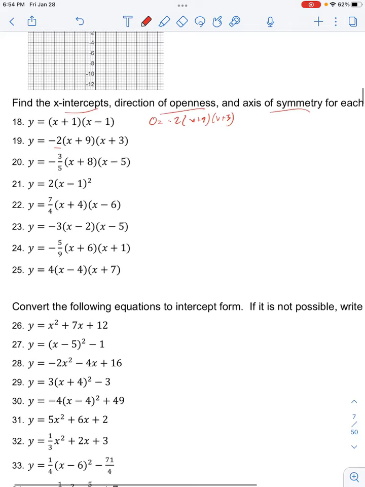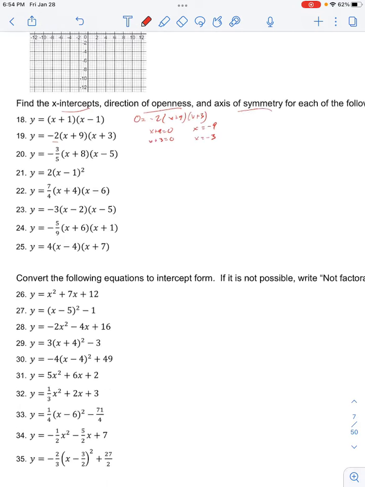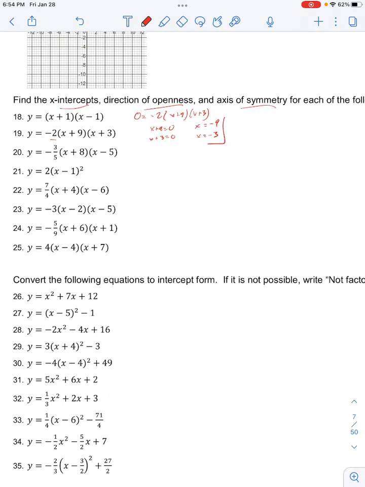And it follows from the zero product property that x plus 9 must equal 0 and x plus 3 could equal 0. So then we have two roots at x equals negative 9 and x equals negative 3. So those are our x-intercepts.